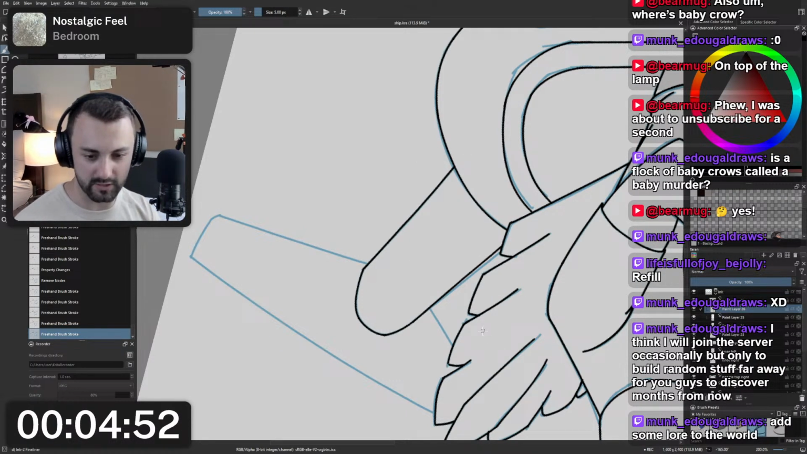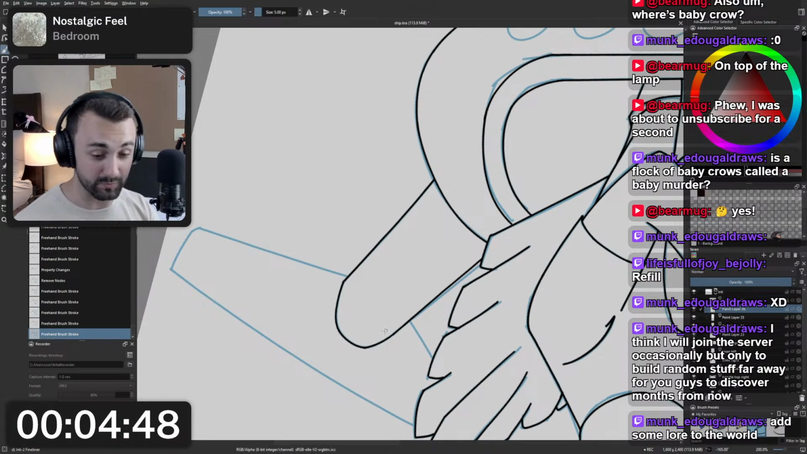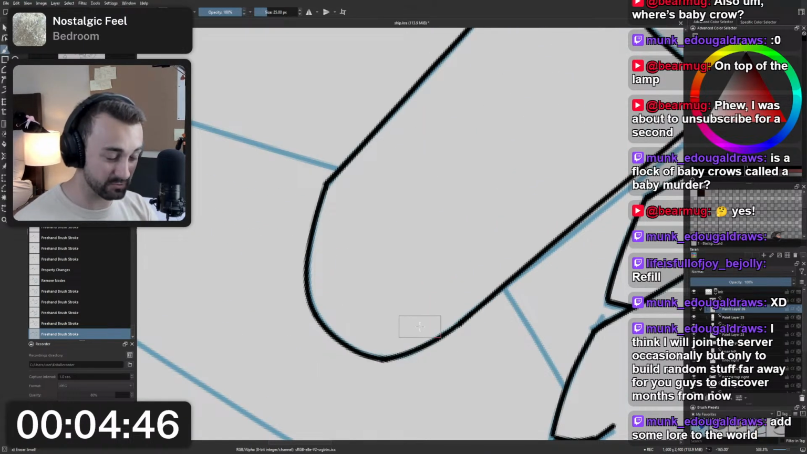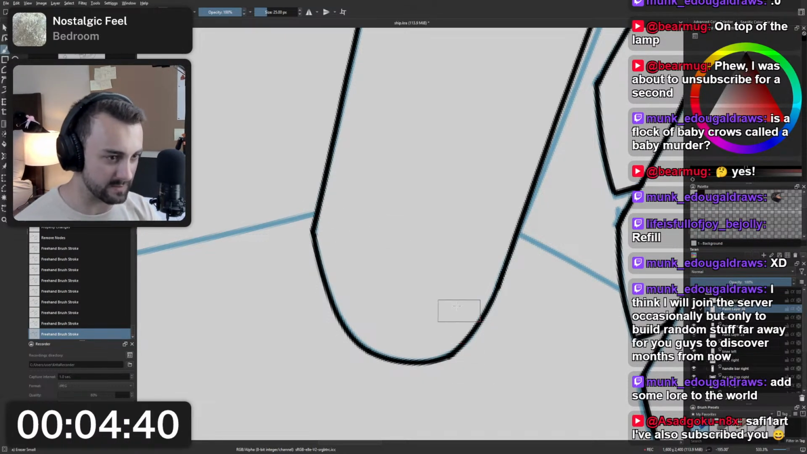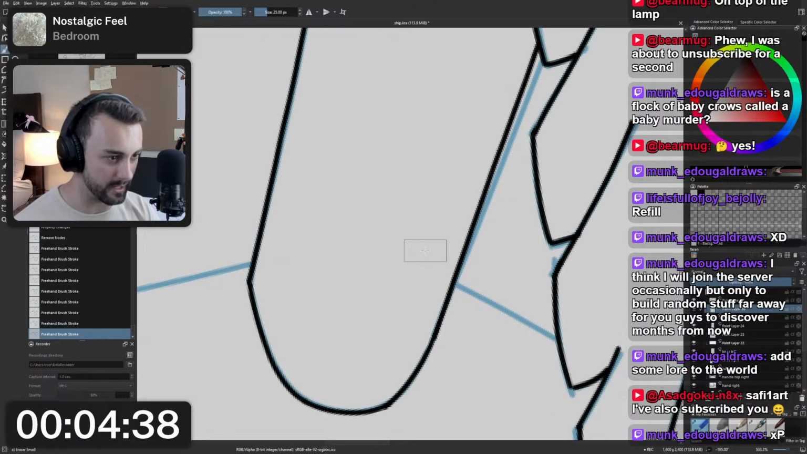I think I'll join the server occasionally, but only to build random stuff far away for you guys to discover. That would actually be pretty cool. That's assuming we're playing this months from now, which would be cool. But it also does cost me $7 a month to keep the server up and running. And that's $7 that could be spent on my AI girlfriend.